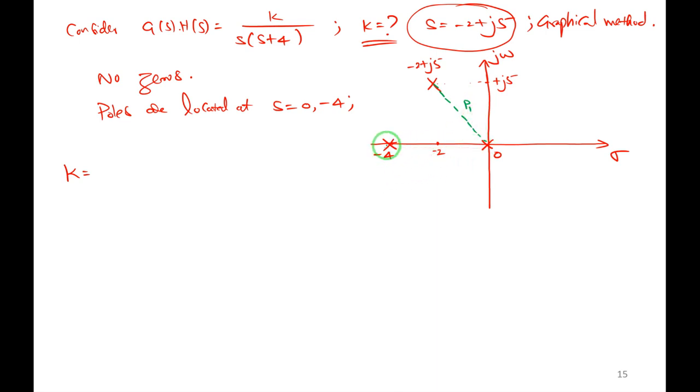And I have another pole. From this, I will draw the line to this given point. This length I will call P2. There is no third pole. If it is there, I would have joined it. So, okay, fine. Phasor lengths. There are no zeros here.